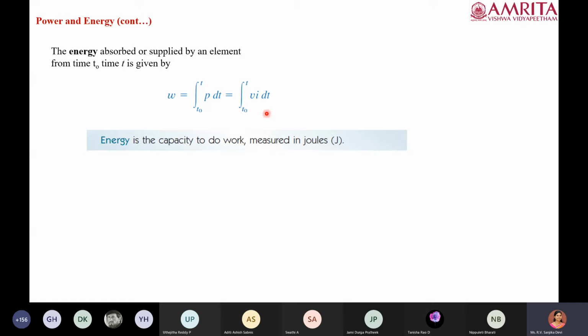In most electricity billing applications, they take into consideration the energy rather than the power, because power for a given device will be constant. However, based on the consumption, the energy will change. So energy is a more meaningful term when it comes to practical purposes.